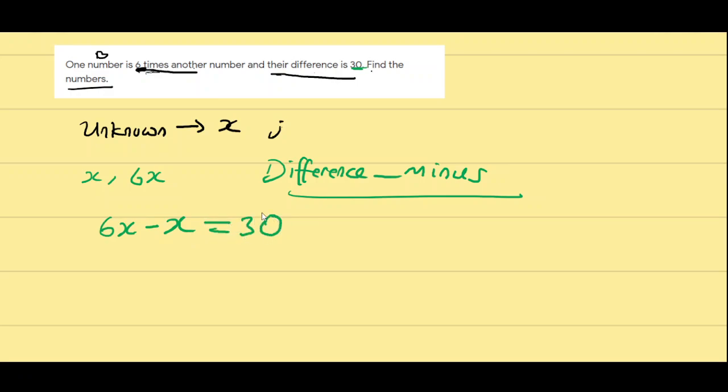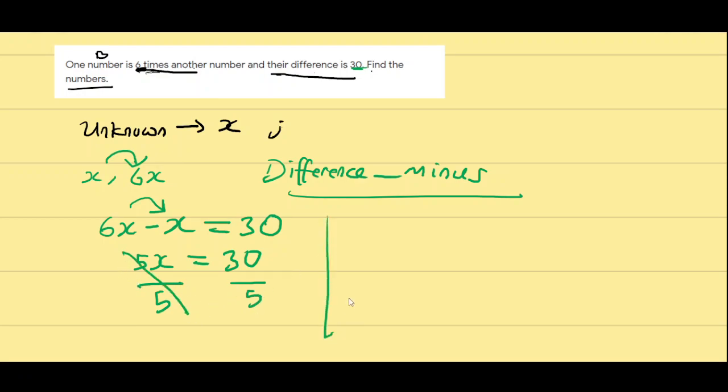So that is the second condition. The first condition is one of them is 6 times the other, and the second vital condition is the difference equals 30. So these are the vital conditions that we must take note of if we are to solve this problem successfully. So 6x minus x is 5x. So 5x equals to 30. Now divide both sides by 5. And then x will then be 30 divided by 5 is 7. x will then be 7.